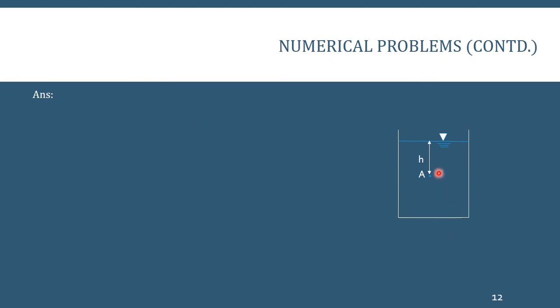So it is given that point A is at a depth h below. I have to find out the value of h. The pressure at A is given to me. Given that the pressure at A is 3.924 Newton per centimeter squared, I have to find out at what depth it is below the free surface.